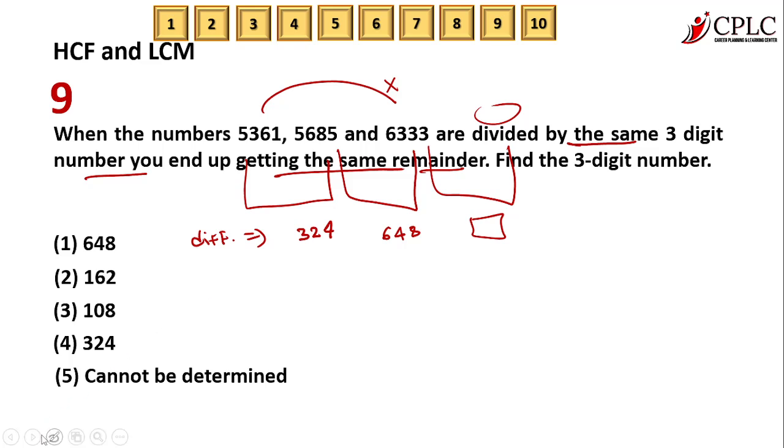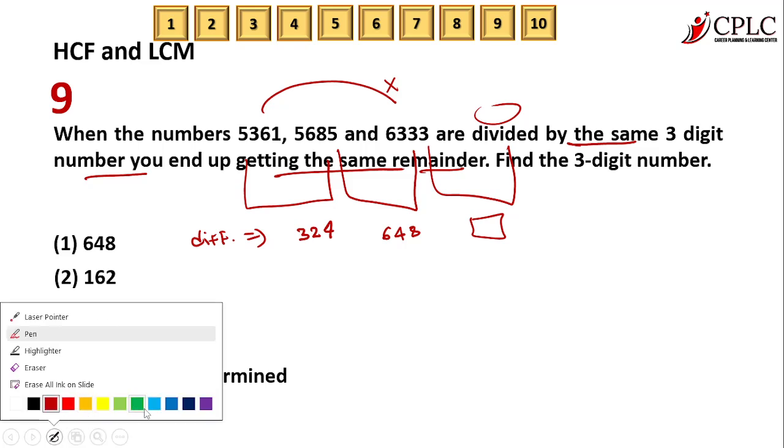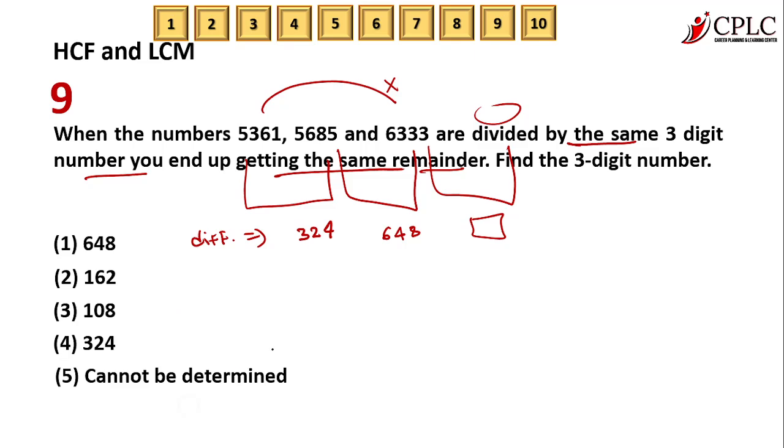Now, what we have to do is find the answer. They are saying that all these numbers were divided by the same three-digit number. So similarly, for these two differences, we have to find a three-digit common factor. What is that supposed to mean?